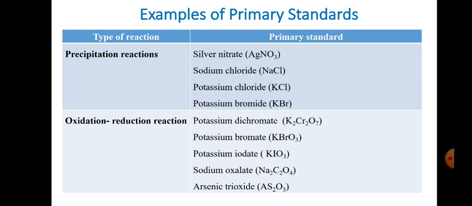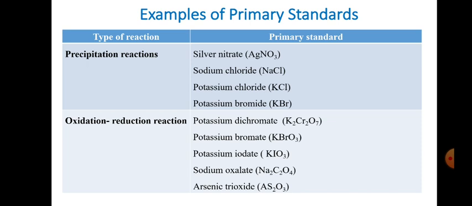So these are the examples. Then when we talk about redox reactions or oxidation reduction reactions, there we use potassium dichromate K2Cr2O7, then potassium bromate KBrO3, potassium iodate KIO3, sodium oxalate Na2C2O4 and arsenic trioxide As2O3. So these are the primary standards which we can use in these kinds of titrations, and they possess all those properties we have discussed so far.